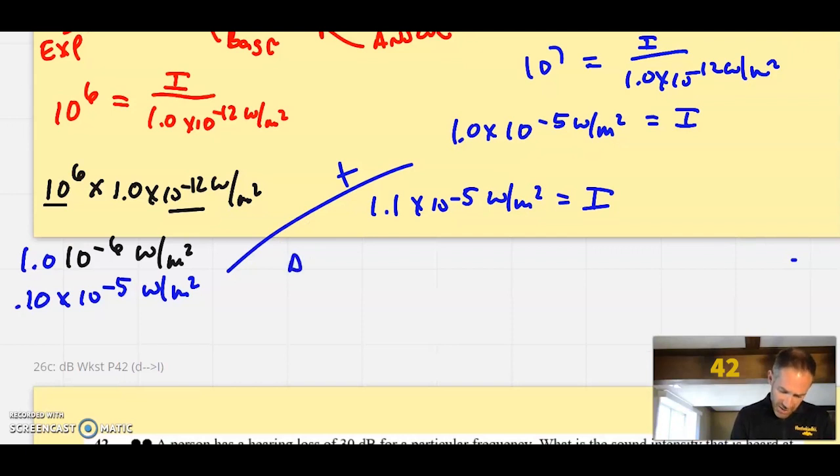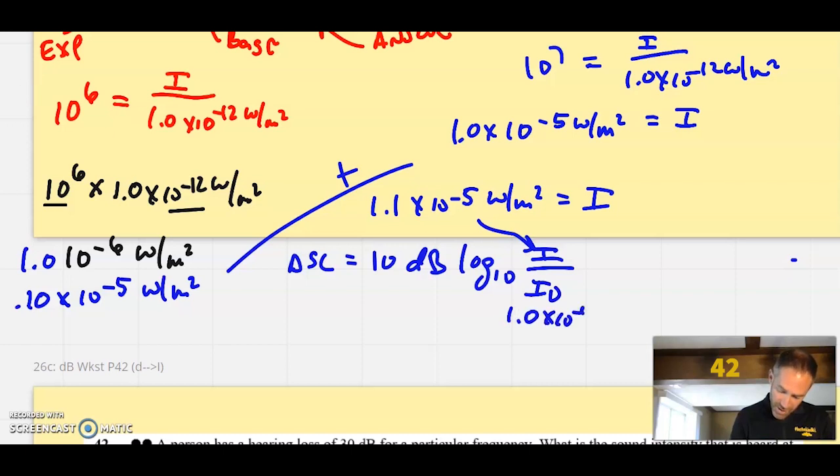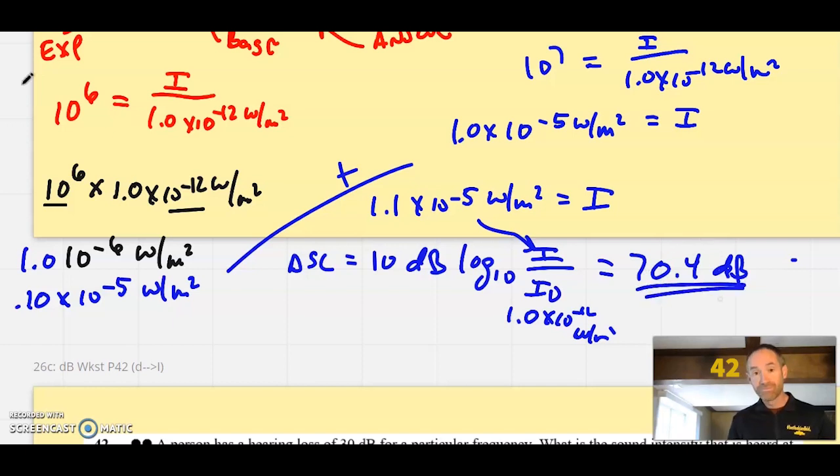Calculating it's pretty easy. I'll just say that the change in sound level is 10 decibels, log base 10 of I over I naught. This is going to be the numerator. The threshold of hearing is going to be the denominator, 1 times 10 to the minus 12 watts per square meter. And you might be surprised, but you end up getting a decibel level of 70.4 decibels. Of course, it was more than 70, but it wasn't 130, and it wasn't even 3 more than it. It was only a little bit more.